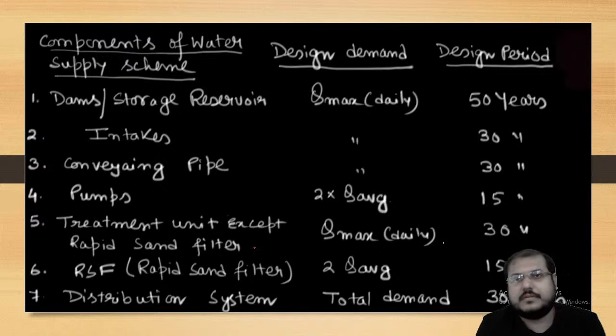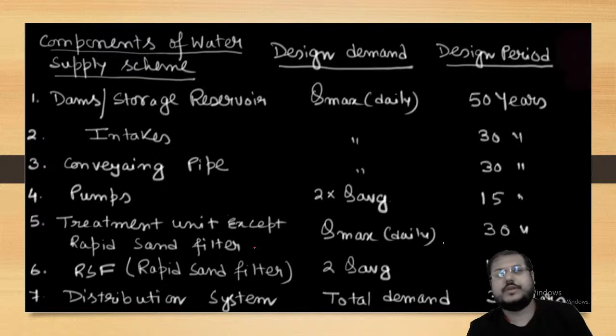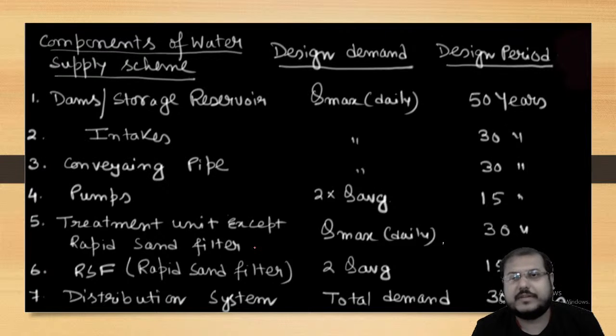Pumps: design demand is 2 into Q average. Take a point: design demand for pumps is 2 into Q average and the design period will be 15 years.